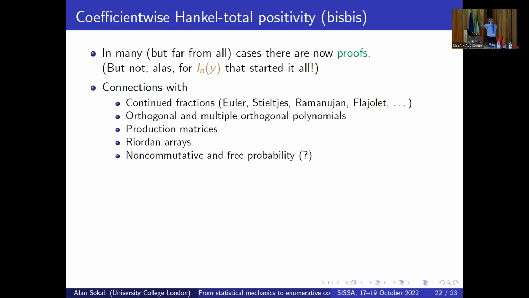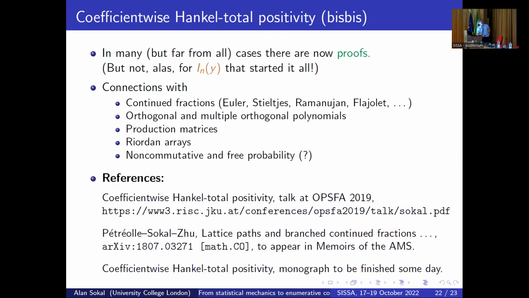Okay, so it would be another talk to explain all this, but there are connections with continued fractions. It goes back to Euler, Stieltjes, Ramanujan, especially work of Flajolet in 1980. It connects with orthogonal polynomials and multiple orthogonal polynomials, which is something relatively new. There's a combinatorial concept called production matrices that turn out to be a very important technical tool. Riordan arrays, another one. There may be connections with non-commutative probability and a lot of other things.